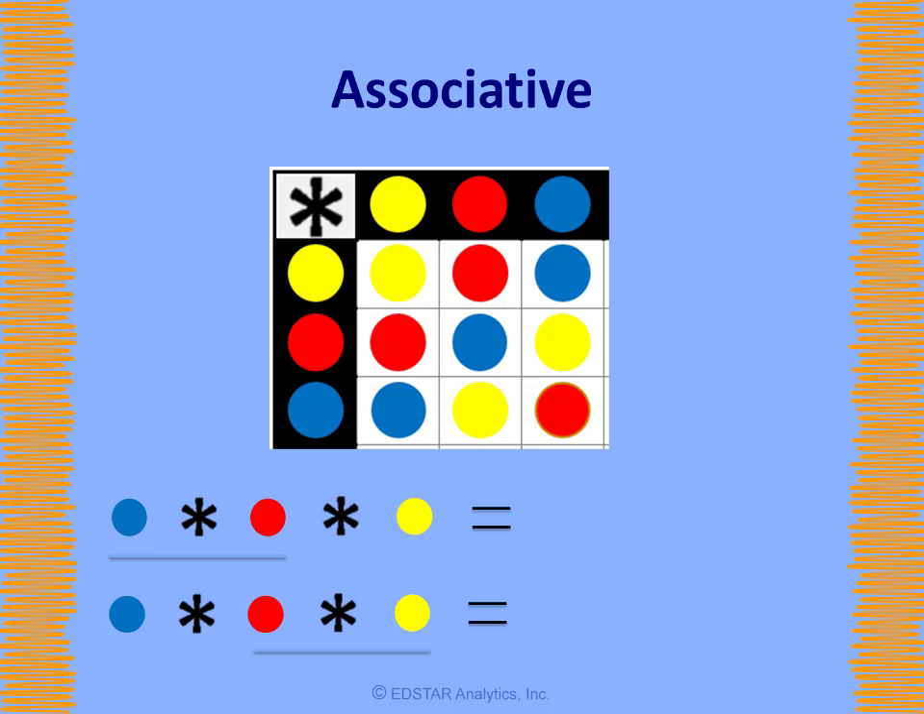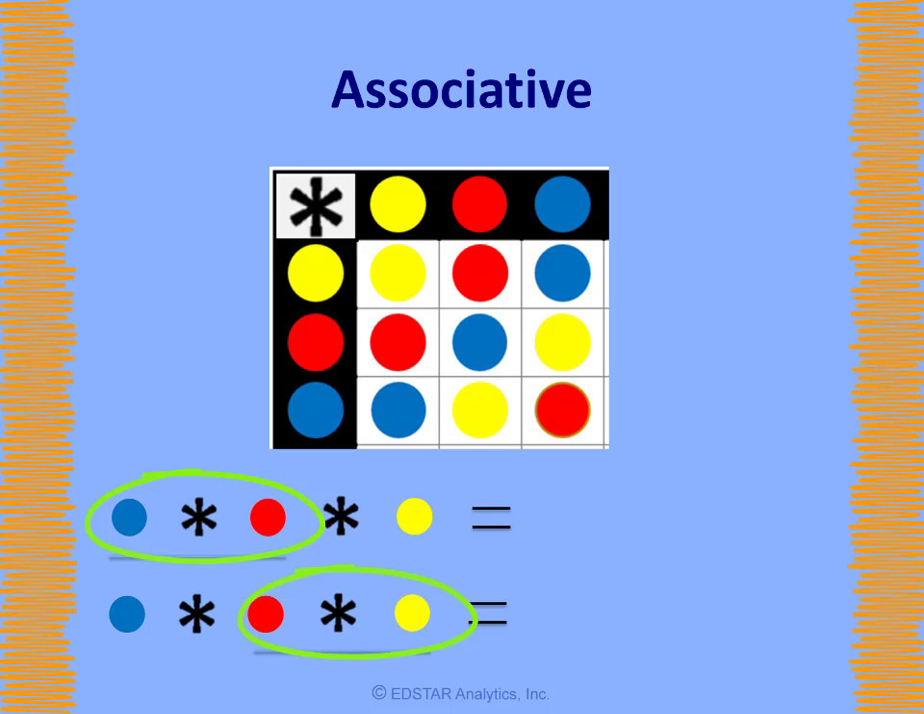For instance, here we can do blue star red and get the answer to that, and then do whatever that color is, star yellow, and then we could also do it as red star yellow and get the output of that, and then do blue star whatever that is. And if those two operations have the same result, then we know that this binary operation is associative.